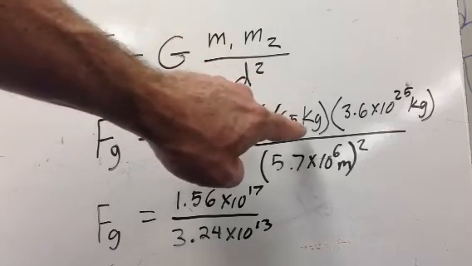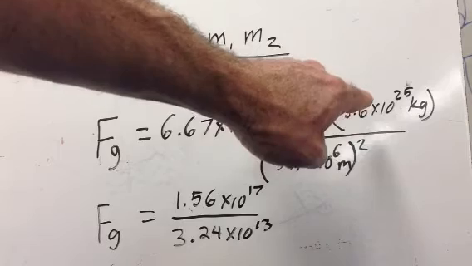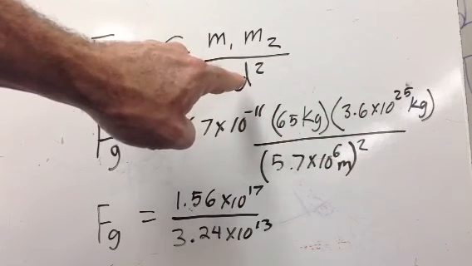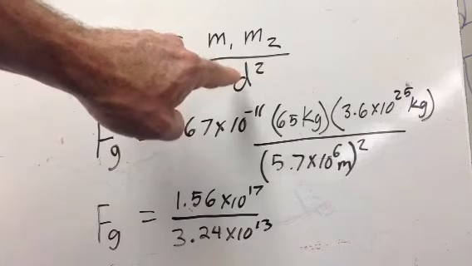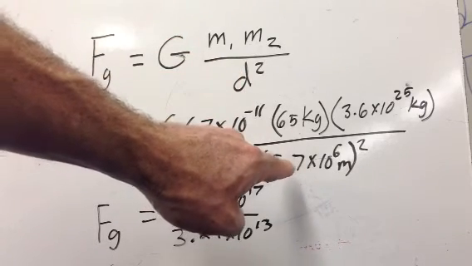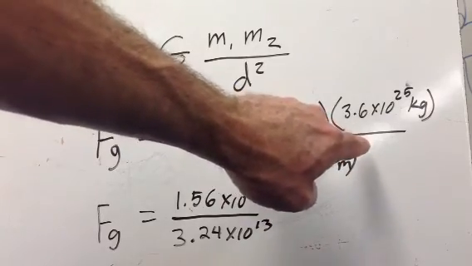M1 is the mass of our astronaut. M2 is the mass of the planet that she is standing on. And then d is going to be the radius of the planet. How far is it between her center of mass and the center of mass of the planet? We were told that is 5.7 times 10 to the 6th meters. Don't forget to square that.